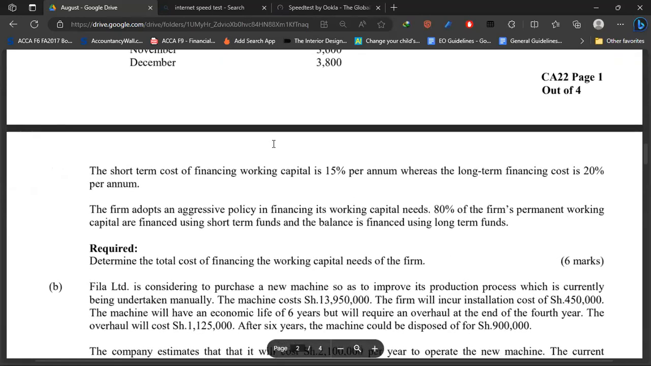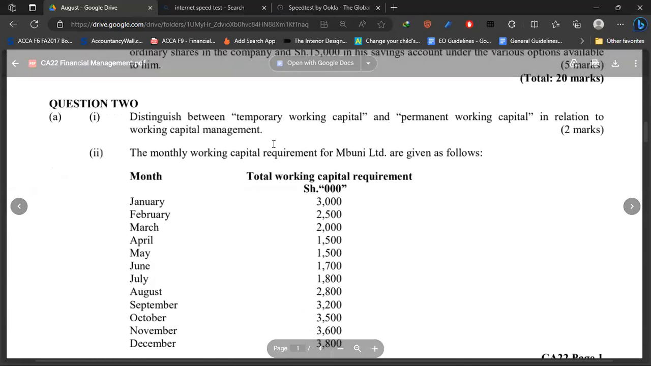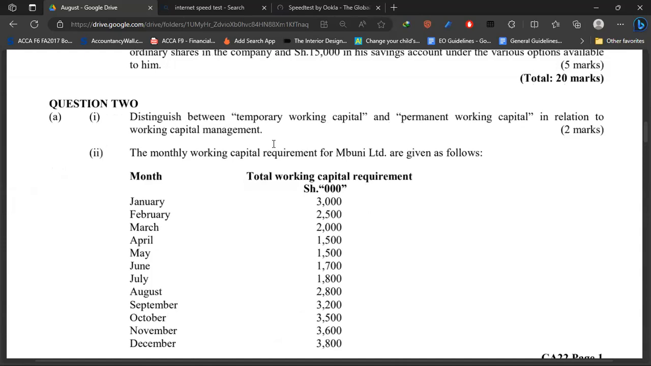There is a paper here which was tested the other day, right? We have been told here, and you can see very well what I'm trying to tell you. These are the things which are already tested. So the examiner is asking you to distinguish between temporary working capital and permanent working capital. Those are the things we have already discussed in our notes, because we said that the permanent is always a minimum level of stock that will always be maintained by a given company to satisfy the normal demands. And we are also going to look at the fluctuating, which is called the seasonal. Those are the things that you have in your notes.